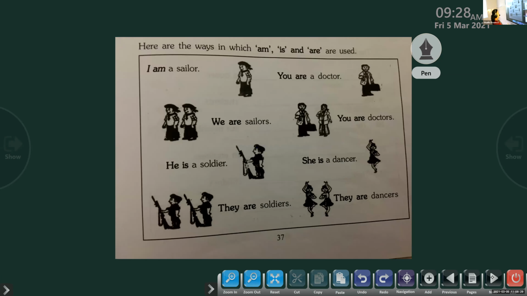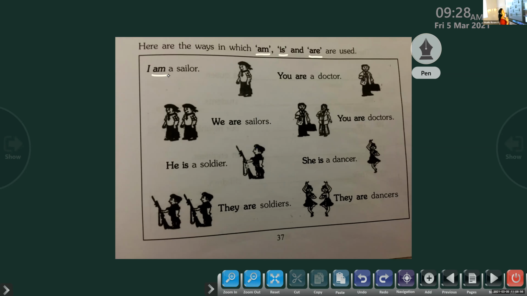Okay. Now, let us use some commonly used sentences. Here we will understand and revise the meanings and usage of these three words once again: am, is, are. Just now we revised that we use am when we speak about ourselves. I am a sailor.